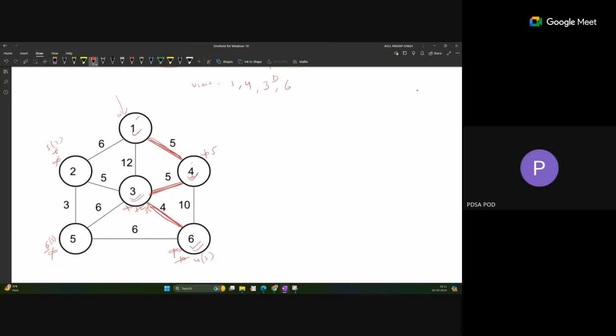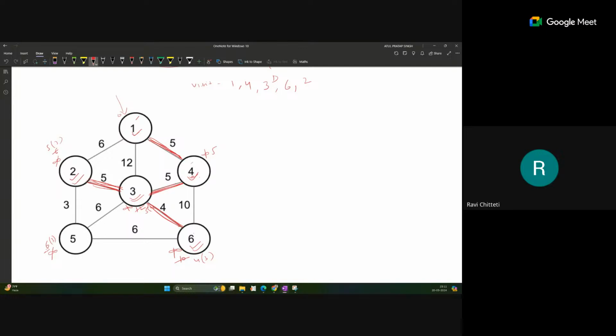Now 5 and 2, I'm just telling the distance. 2 and 5. Which one has the minimum? This 2. Now this is selected. So we are also getting this edge from this side, 3.